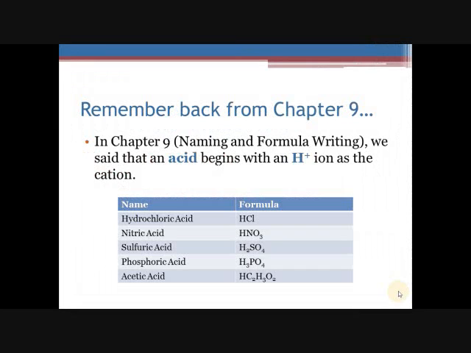So just thinking back from chapter 9 when we did our naming and formula writing, we said that an acid has the word acid in the name and begins with a hydrogen ion as the cation. So like all those listed, hydrochloric acid is HCl, nitric is HNO3. They all start with an H with a +1 charge. And we would write them as if we were writing an ionic compound.